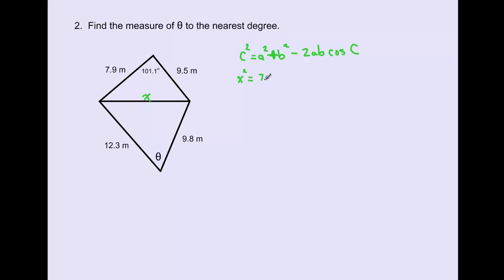So 7.9 squared plus 9.5 squared minus 2 times 7.9, put these in brackets, 9.5 times the cosine of 101.1.